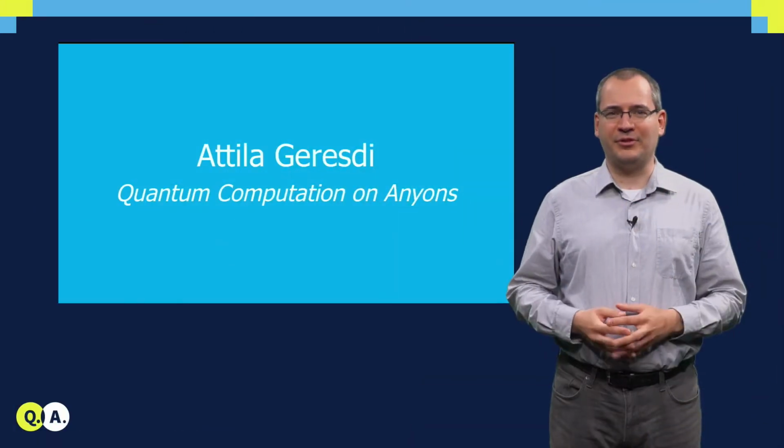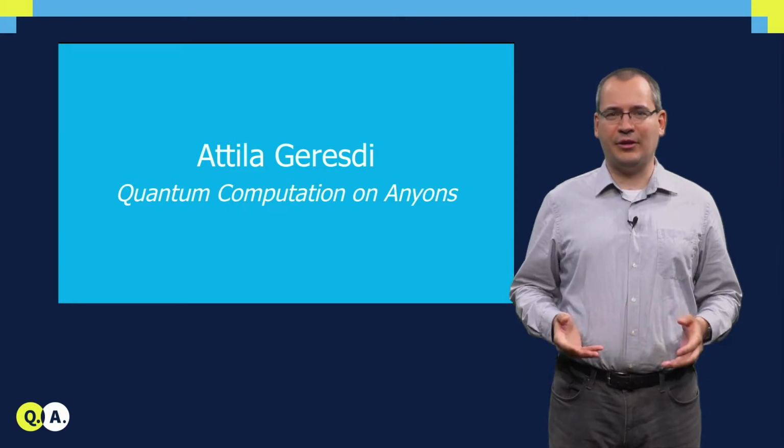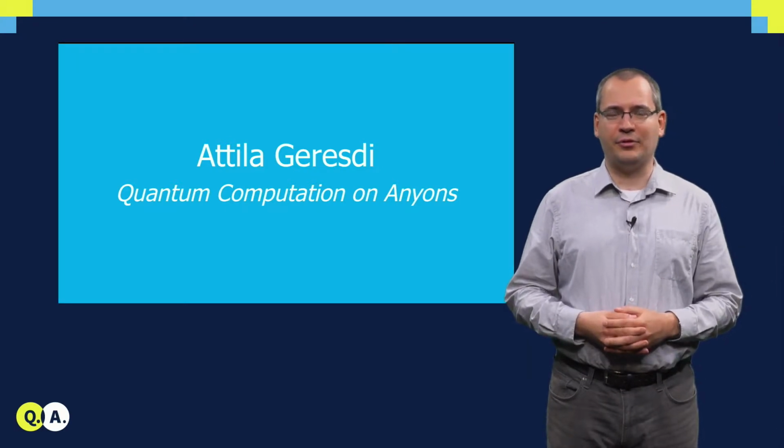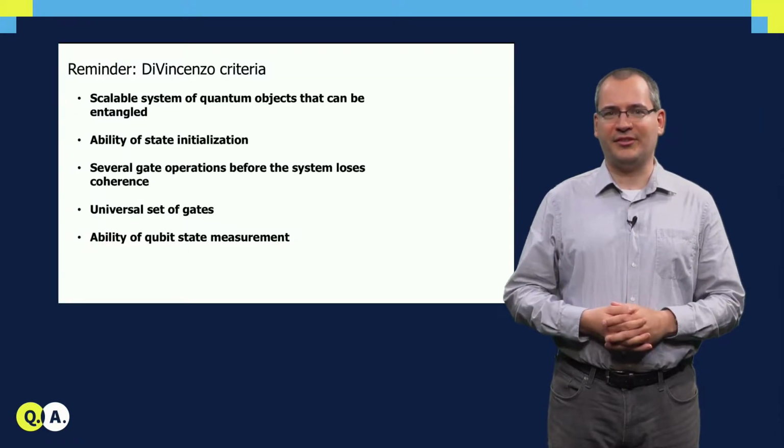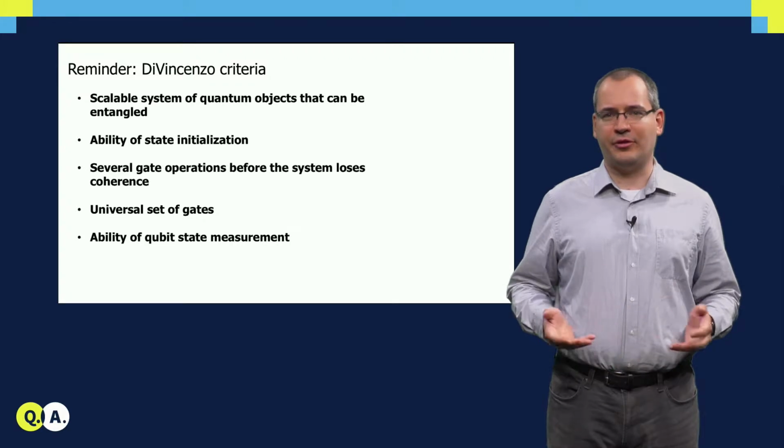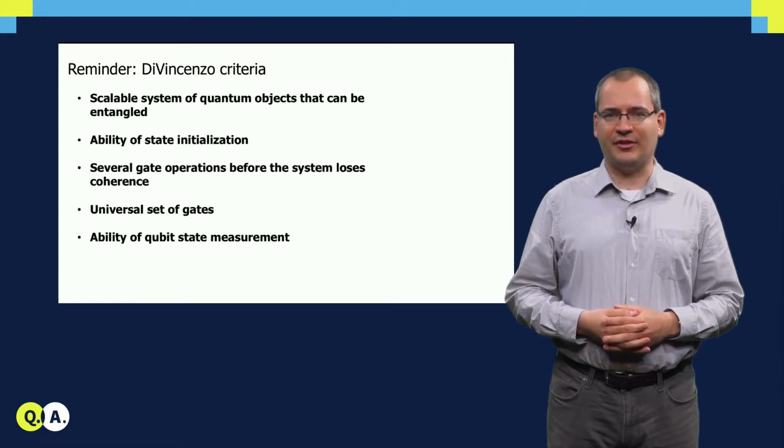Now let's do quantum computation with anyons. If we want to develop a scalable quantum computer, we have to consider the DiVincenzo criteria. We need a scalable system of quantum objects on which we operate. These will be our qubits. We first have to initialize our qubits.